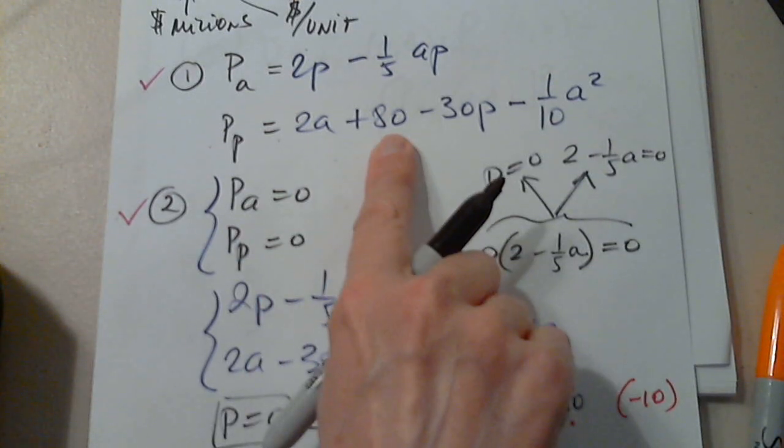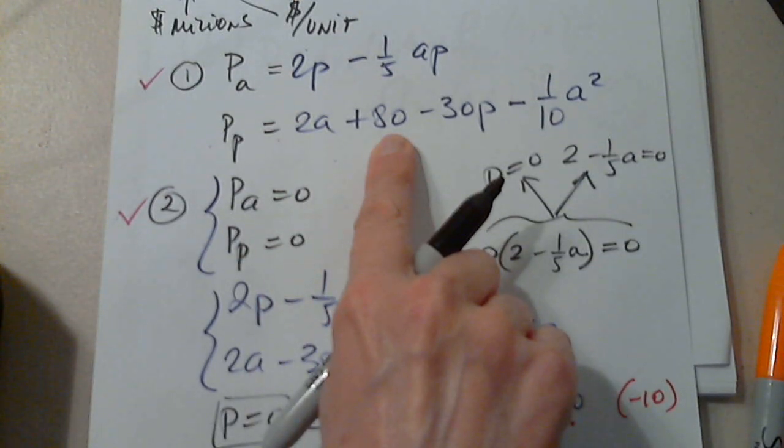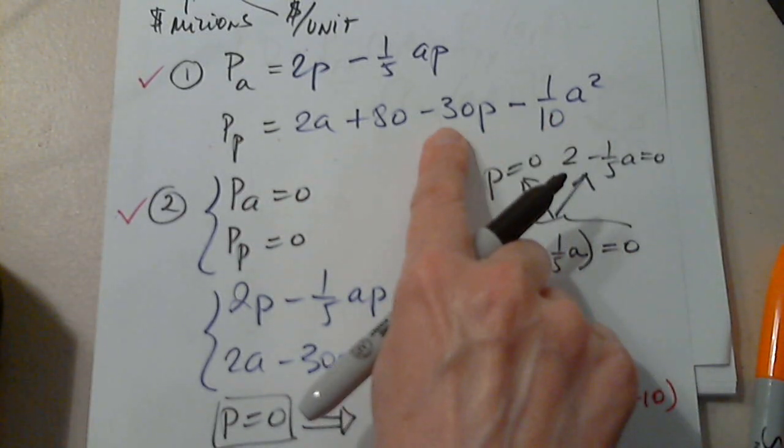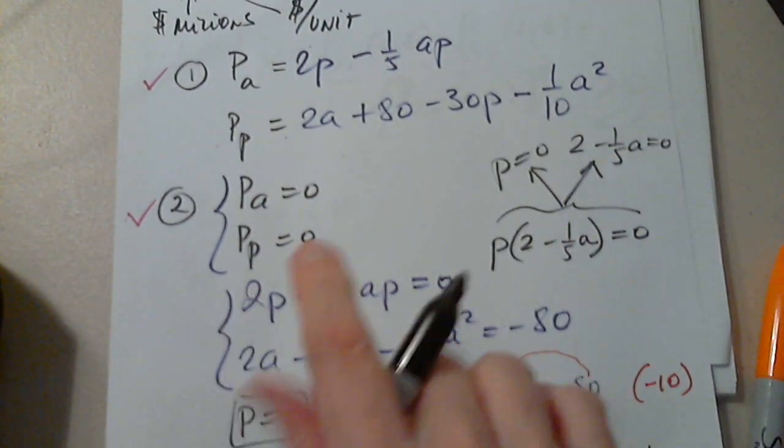0. Perfect. With respect to P. 0. With respect to P. 0. With respect to P. 30. Negative 30. That's it.